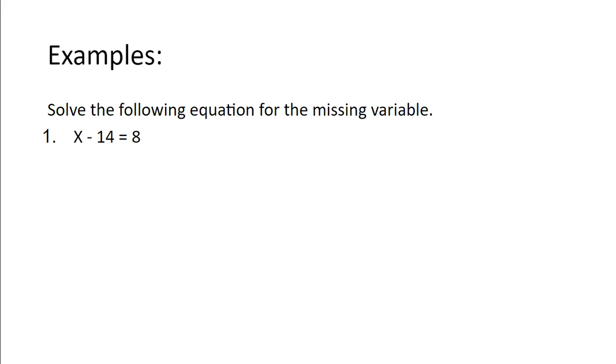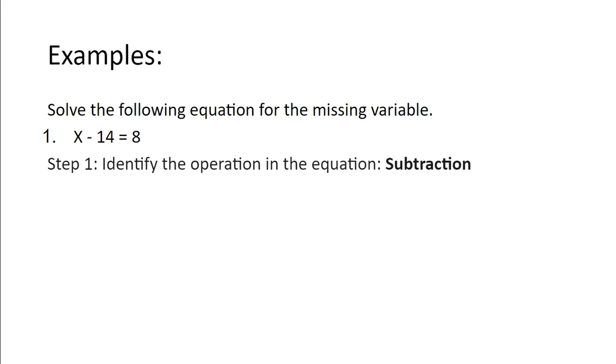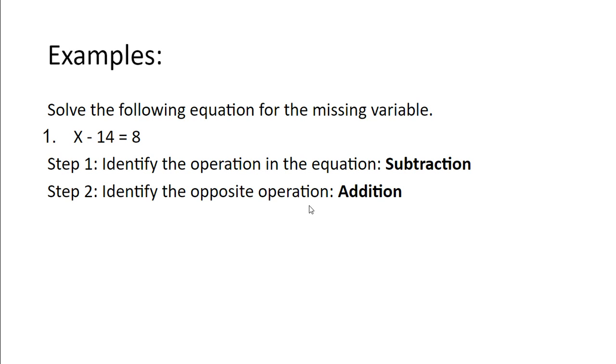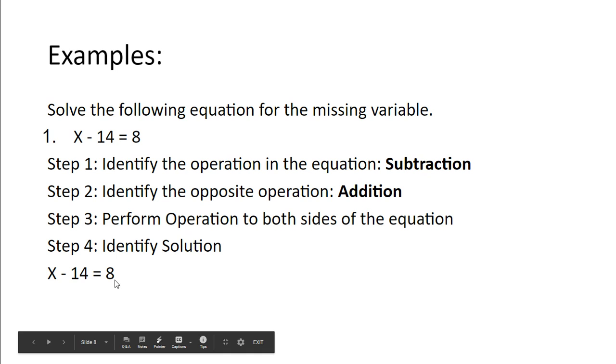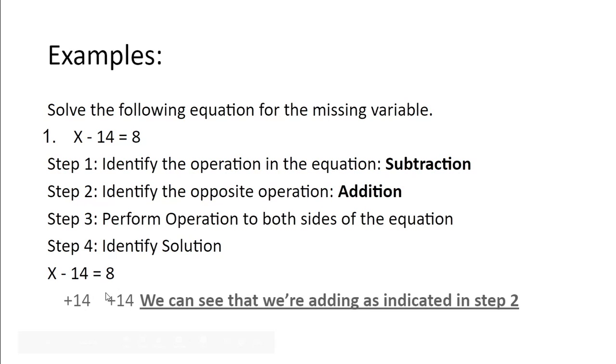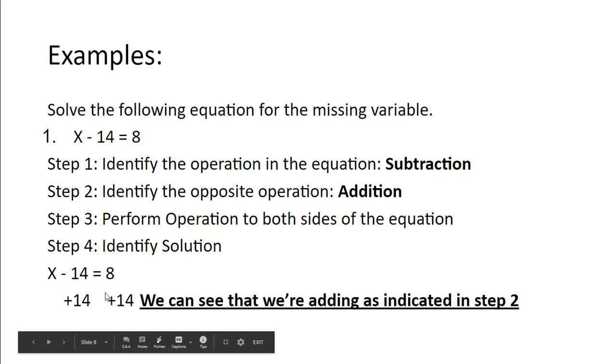So we have x minus 14 is 8. I'm going to identify that first operation, the only operation in the equation. So that's subtraction. The opposite of that is addition. And then I'm going to do that operation and identify the solution. So I copy my problem. I'm adding 14 to both sides of the equation. I'm adding as indicated in step 2 here, and then I get my final answer.